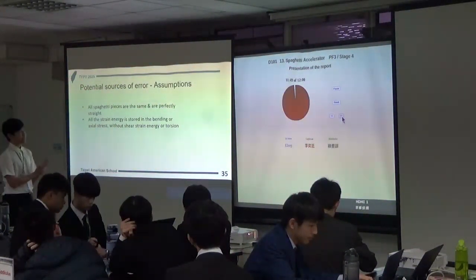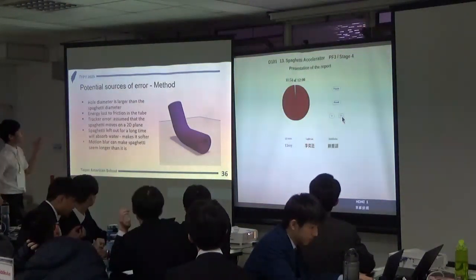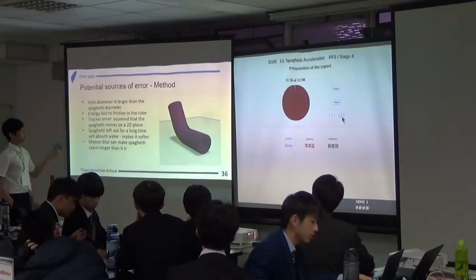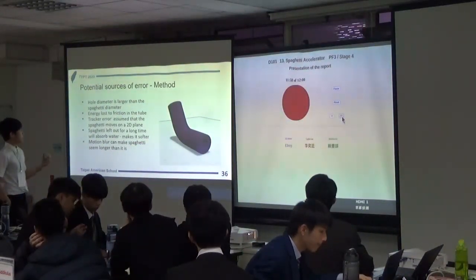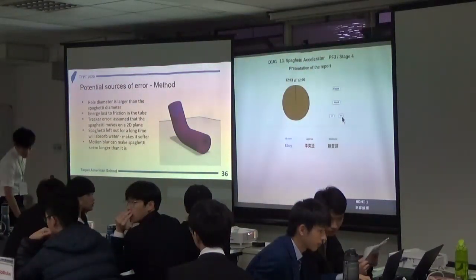Here are some potential sources of error. We assumed that all pieces are the same and perfectly straight. There are also some errors in method 2, where energy can be lost to friction in the tube, as well as the diameter of the tube being larger than the spaghetti.